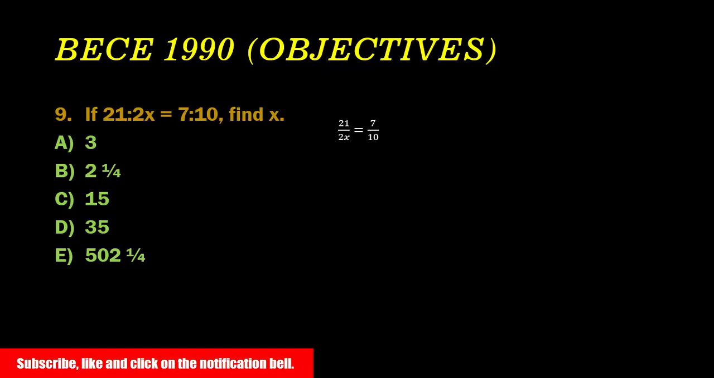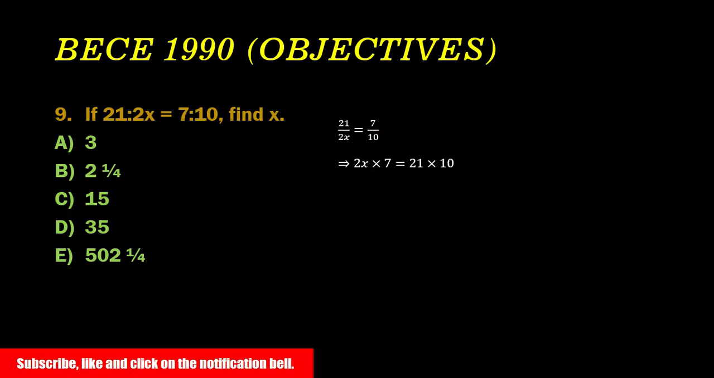Now to do this, we simply write our ratios as fractions and equate them. It's just another way of representing what was given in the question. And now when we cross multiply, we should come up with the expression 2x times 7 is equal to 21 times 10. Why? You multiply 2x by 7 and of course 21 by 10. You can only do this when there is an equal sign separating two fractions.